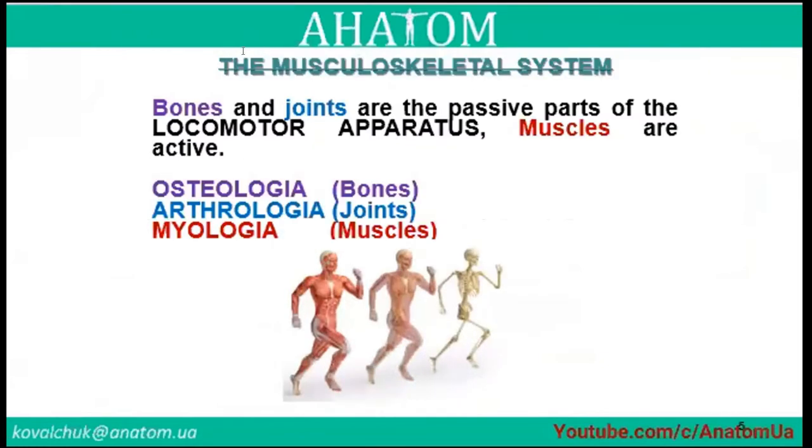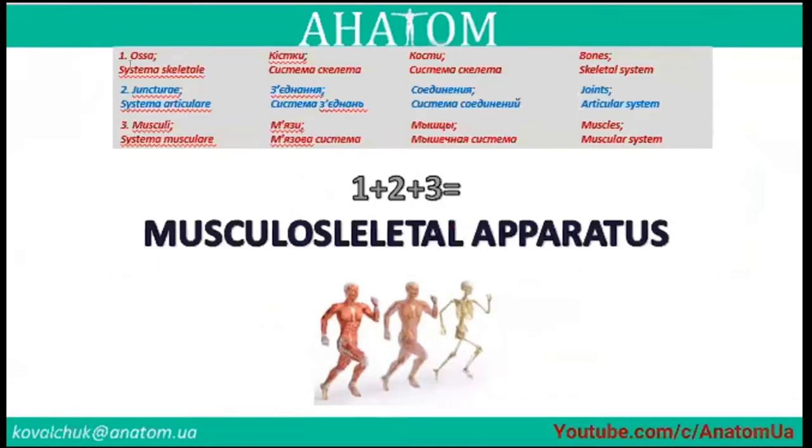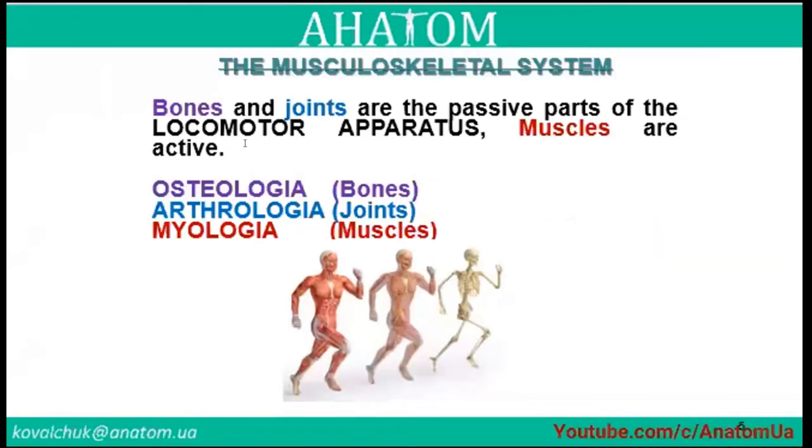A more popular term in English books is musculoskeletal system, but it consists of the skeletal system, the skeletal articular system and the muscular system. Together, it will be a locomotor apparatus or musculoskeletal apparatus. There are three sciences for studying these systems: osteology, about bones, arthrology, about joints, and myology, about muscles.